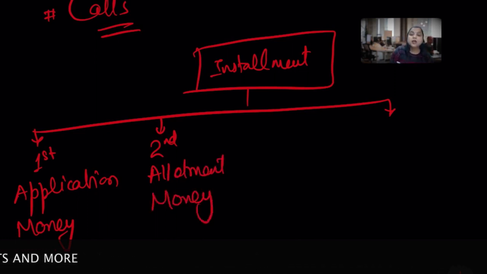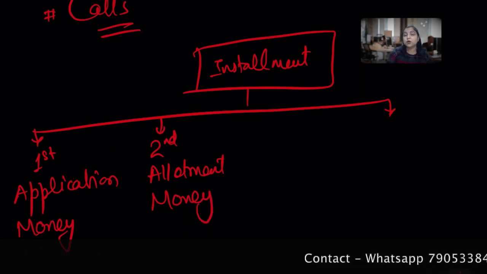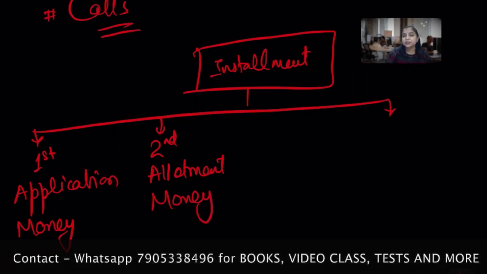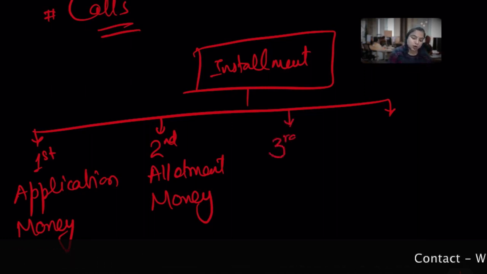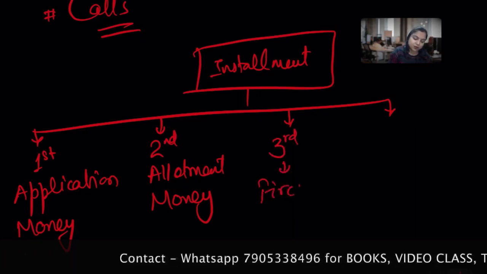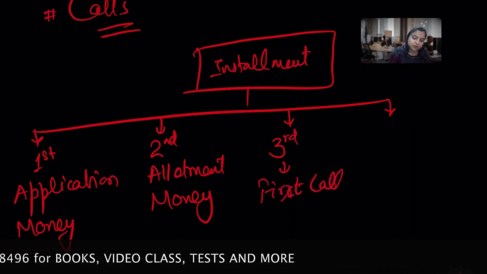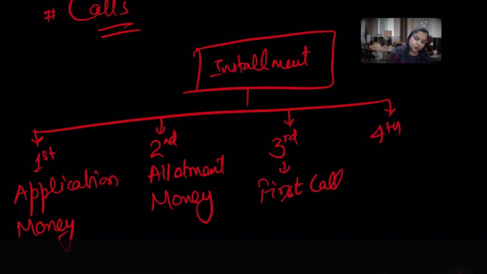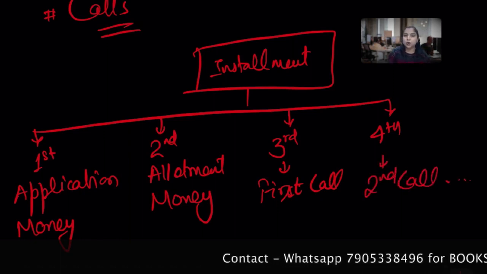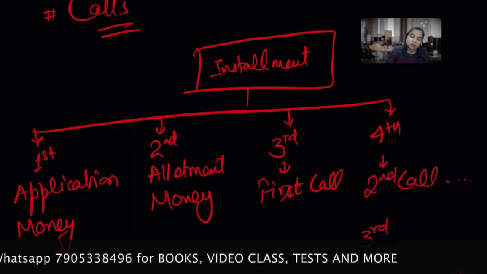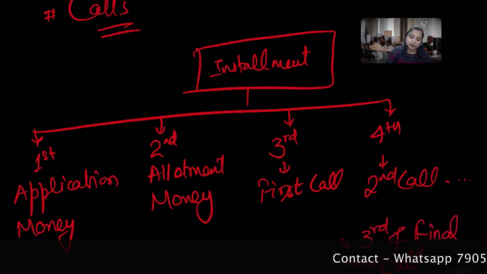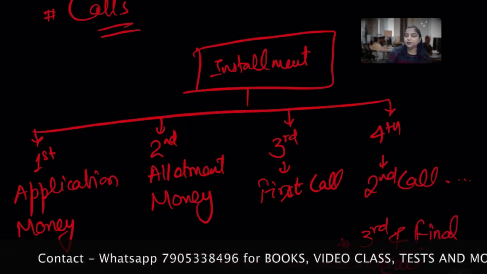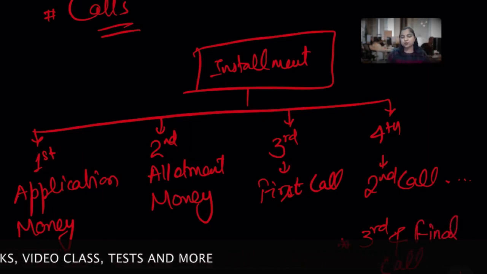Now the next depends on the number of calls which the organization is keen to demand, that means the director is keen to raise. Say your third installment will be your first call. Your fourth may be your second call, and it depends. Whatever is the last one we call the final call. Suppose the third one is the last call, so third and final call. Hope you gather this information. Clear? Third and final call. Is that clear? Should we proceed towards the journal entries? Okay.